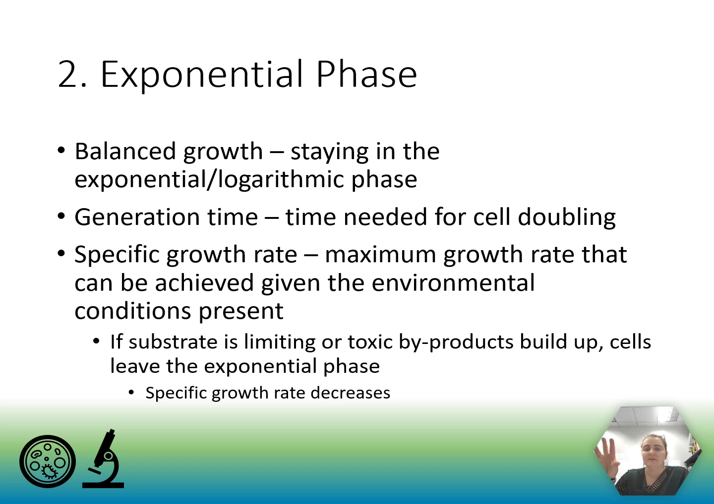The other thing that can happen is when cells reproduce, there can be a buildup of toxic byproducts, so things that cells are also producing as a part of their metabolism that build up and limit the ability of cells to keep reproducing. And so if either of these things happen, cells are going to leave the exponential phase and that specific growth rate will decrease. So substrate and byproducts are the two things that are going to slow down that specific growth rate.